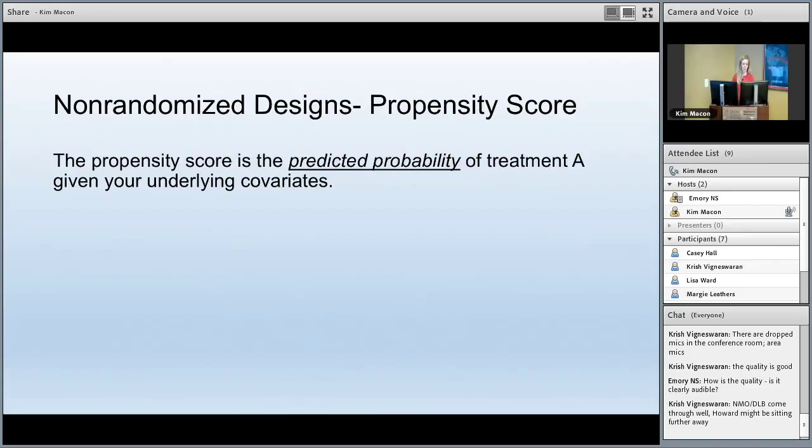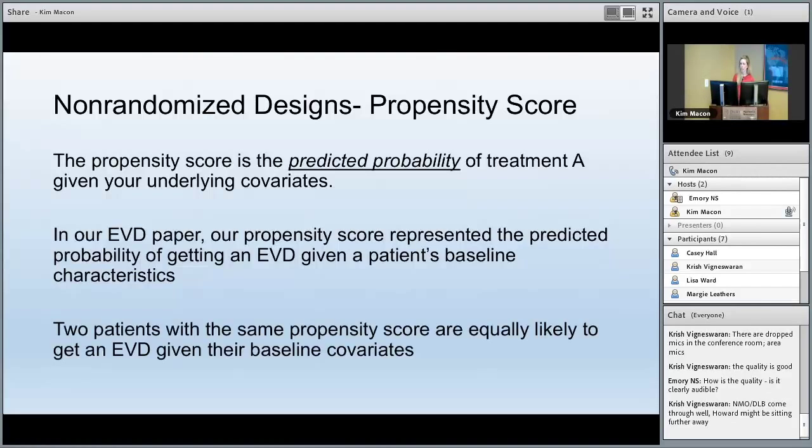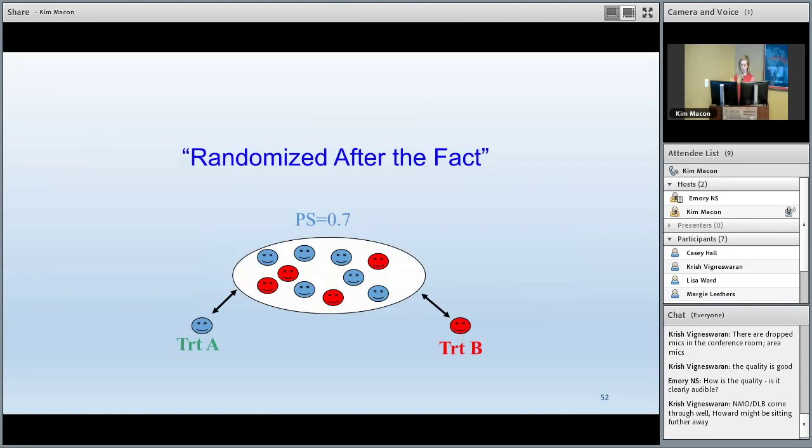So the propensity score is the predicted probability of treatment given your underlying covariates. Again, ours is the probability of getting an EVD given the patient's baseline characteristics. And how do I interpret the propensity score with two patients? Two patients with the same propensity score are equally likely to get an EVD given their baseline covariates. So it's like randomization after the fact, right? I have a bunch of patients in here that have a propensity score of 0.7. They all have a 70% chance of getting an EVD. Some of them got an EVD, some of them didn't. So it kind of makes you think of what a true randomized design is, right?